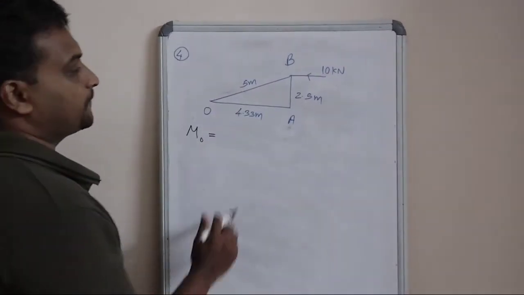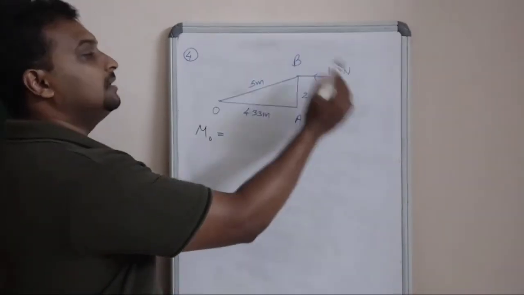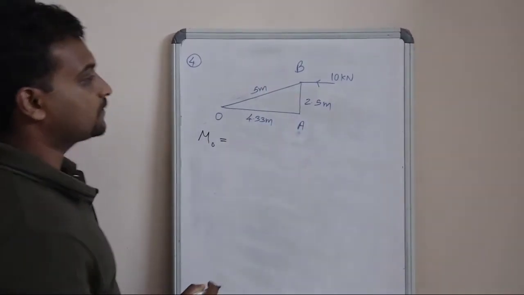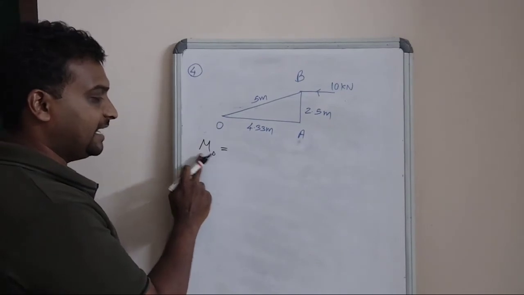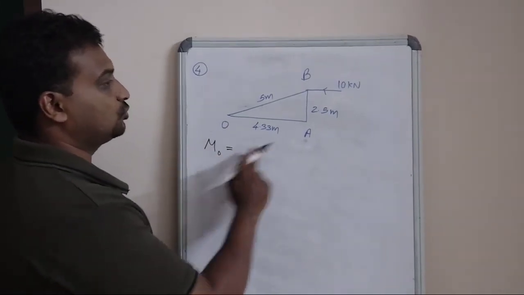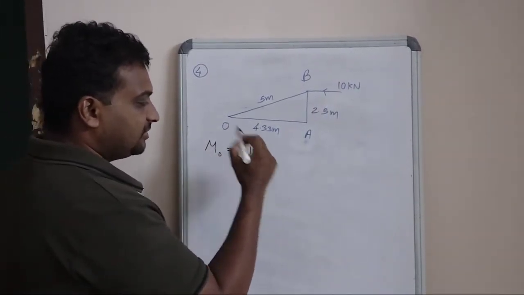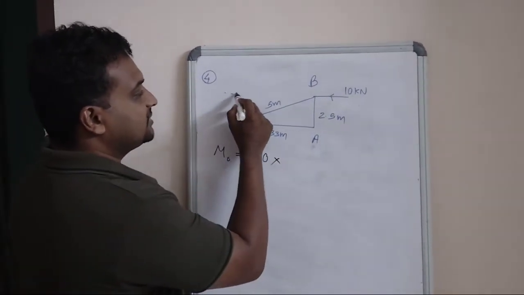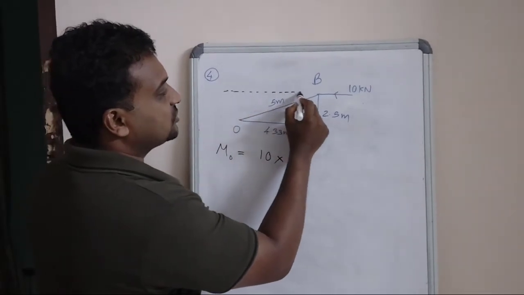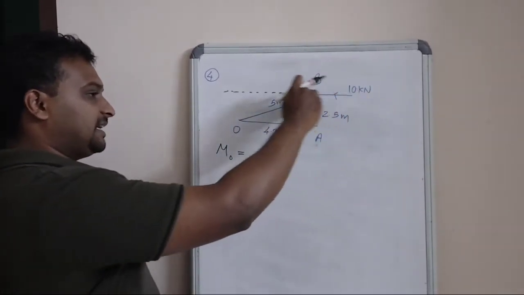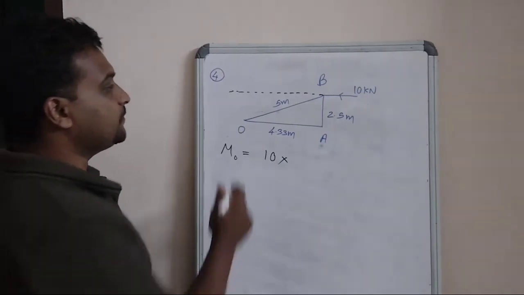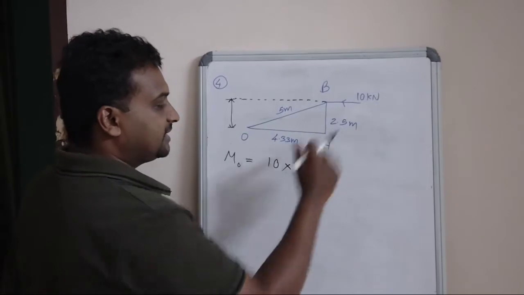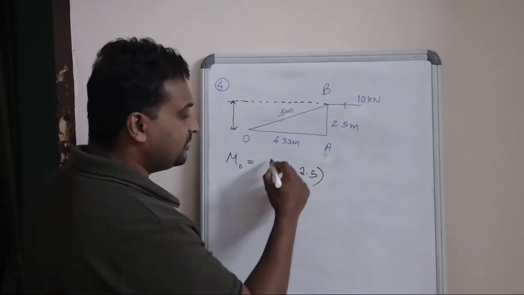Then the fourth case, here a triangle OAB. A force of 10 kilonewton is acting at point B. We have to find out the moment at O, that is MO. MO is equal to, force is 10, right? Force into perpendicular distance. What about the perpendicular distance? According to the principle of transmissibility, this 10 kilonewton force can be transmitted along its line of action. Therefore, the perpendicular distance here is 2.5 meter. 10 into 2.5.